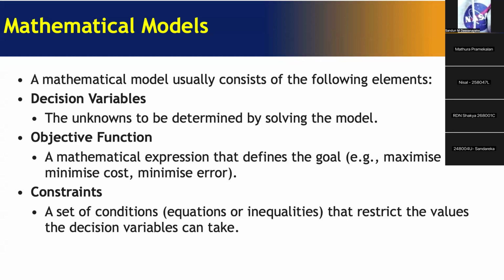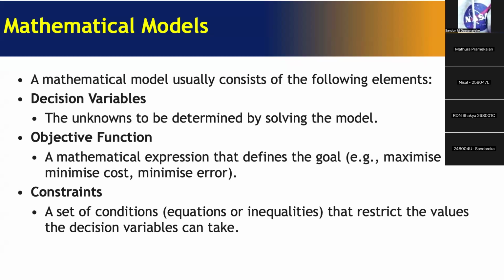And then the constraints are like a set of conditions that restrict the values the decision variables can take. For example, if you want to buy a thing that is like an integer. What I mean by integer is that you have to buy an object like a coconut. Let's assume that half coconuts are not sold. So you have to buy a full coconut. So that's a constraint. You have to buy in integer values.